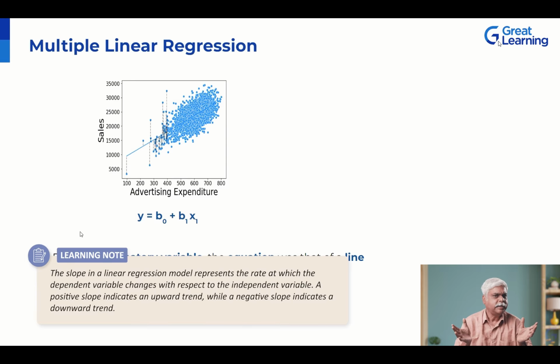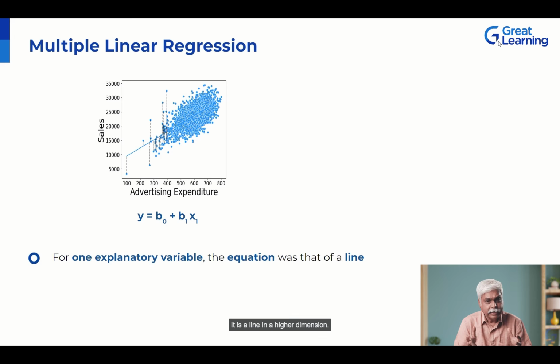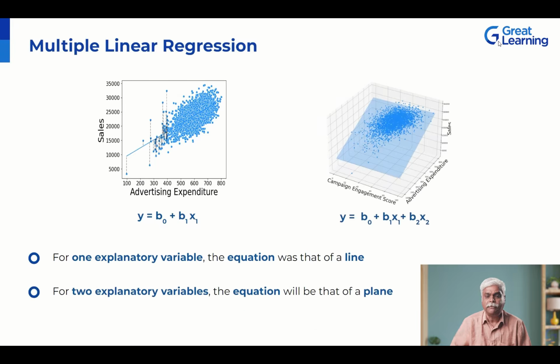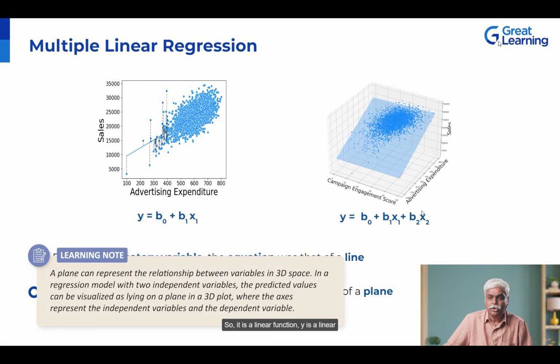Is it still a line? Well, close to a line. It is a line in a higher dimension. In 2 dimensions, we can draw this line. In 3 dimensions, that is 2 x's and 1 y, we still have to draw the same way, but in 3 dimensions, the line is going to look a little different. In fact, we don't call it a line anymore, we call it a plane. So it is a linear function. Y is a linear function of x1 and x2, and when we plot it, we get a plane.